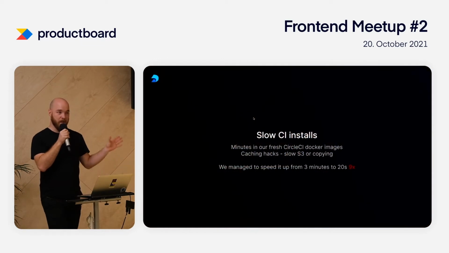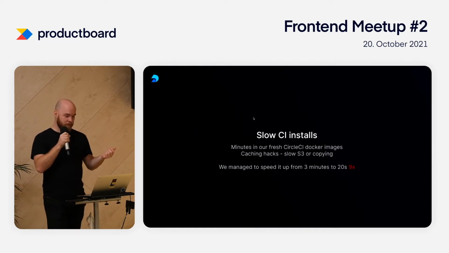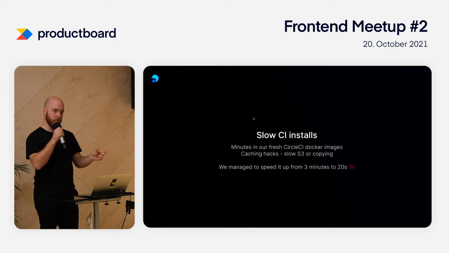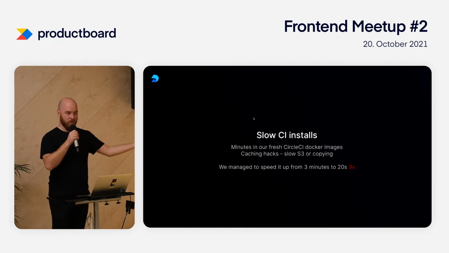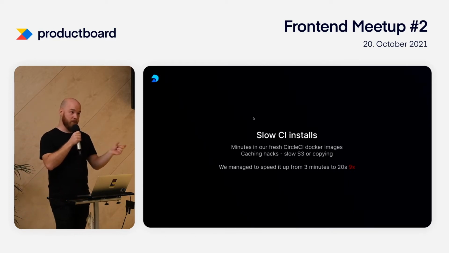So slow CI installs were one of the main reasons why we decided to try Yarn 2. It took us minutes in a fresh install. So you use CircleCI, and there is some caching in CircleCI. You can try it on Docker level, or you can use a cache that you keep between jobs, and then based on some checksum or some string, you use that cache or not. But first of all, if you use that cache between jobs, it's slow because it's copying stuff to S3 and then copying it back.